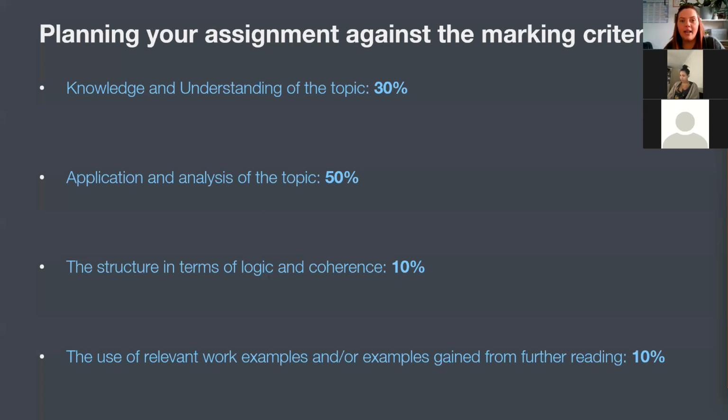Does anyone have any questions about this sort of weighting of where the marks are coming from? We're all happy with that. Okay.